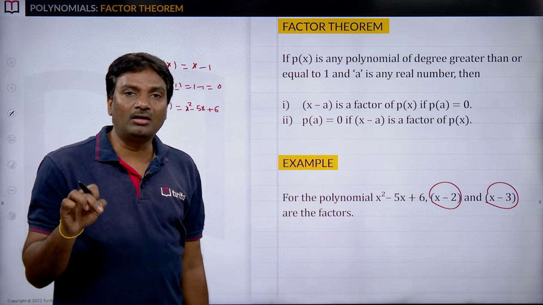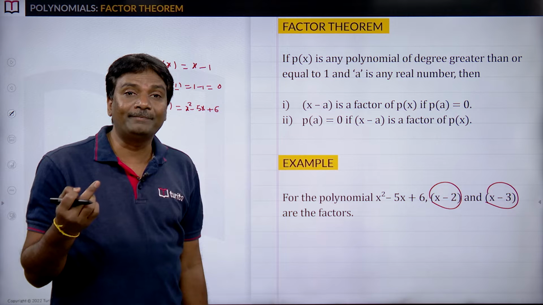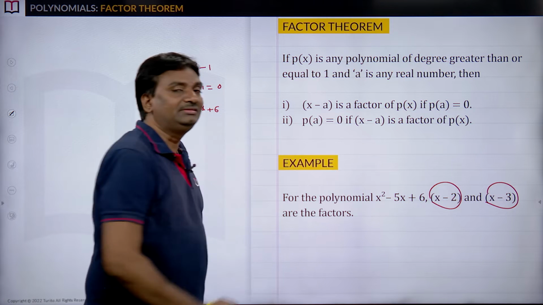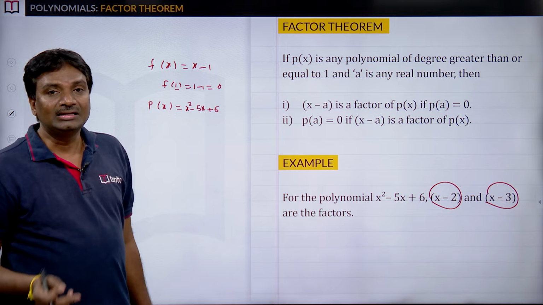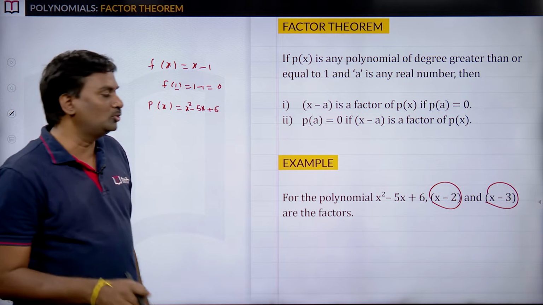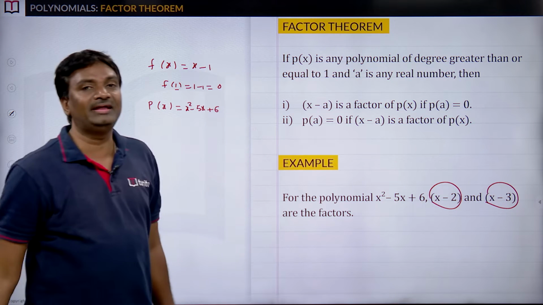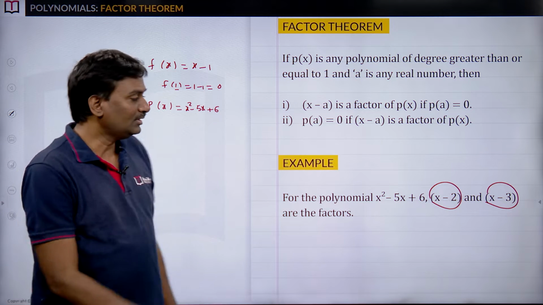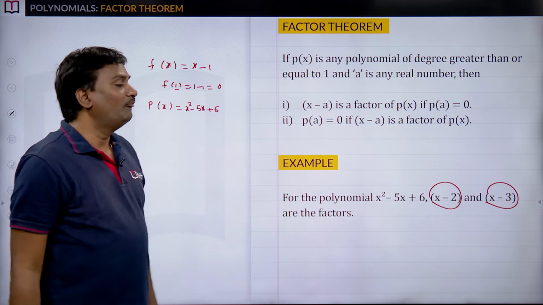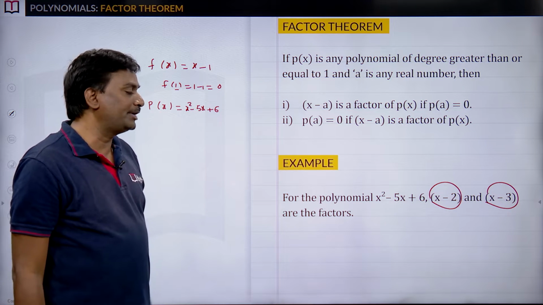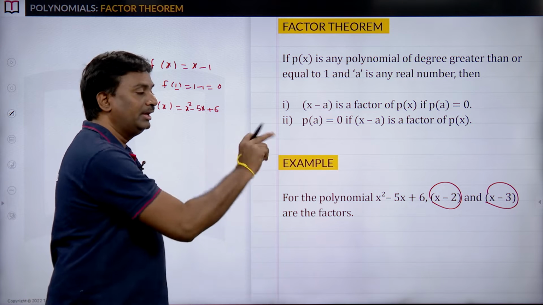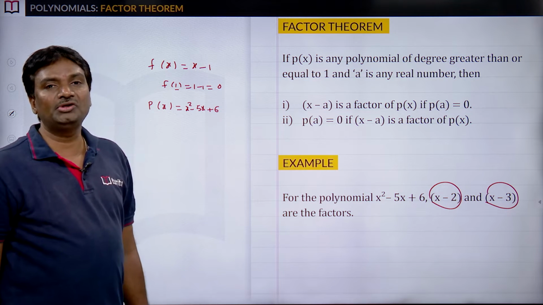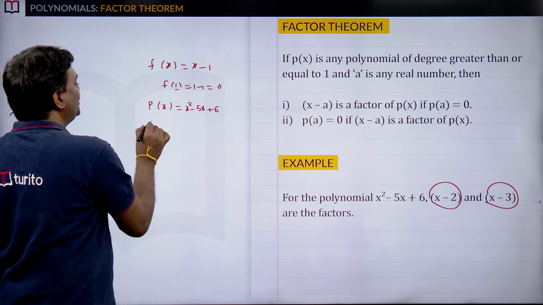The degree of the polynomial represents the number of zeros of the polynomial. Since this is a quadratic polynomial, the degree is 2, so this polynomial contains 2 zeros. They are 2 and 3. According to this example, x minus 2 and x minus 3 are the factors. If x minus 2 is a factor, you can take x minus 2 equal to 0, so x equal to 2.